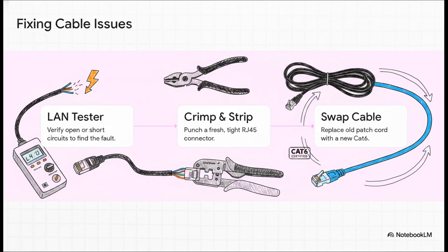Step 3, if it's just an external patch cord, don't even waste your time trying to repair it. Just instantly swap that old cord out for a brand new factory-certified Cat6 patch cord that guarantees full speed.